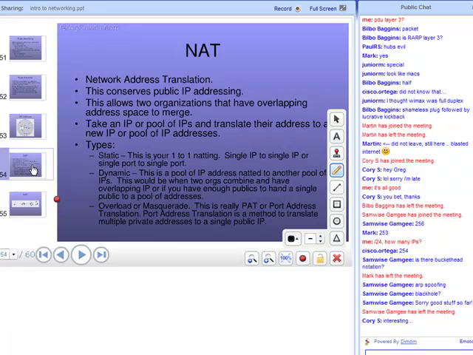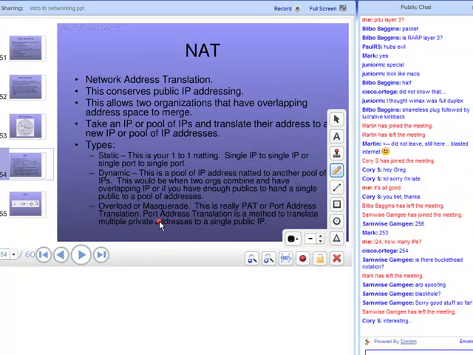NAT, network address translation, you guys know what this thing is. It takes either a single IP on the inside and translates it to a single IP on the outside, which is going to be a static, your one-to-one. Or it's going to take a pool of internals and send it to a pool of externals, which is like when you merge two networks together and they have overlapping IP space. You're going to use that to bridge the gap until you re-IP one side.